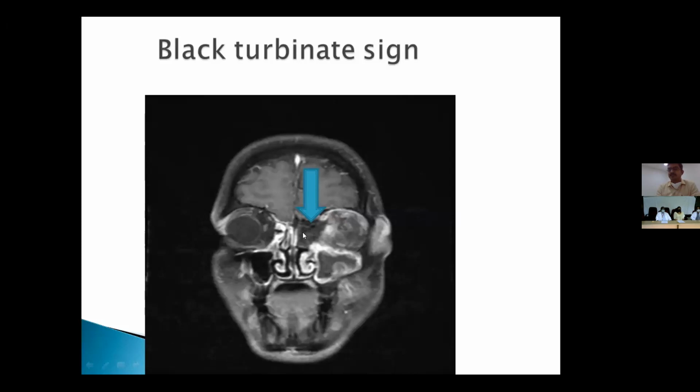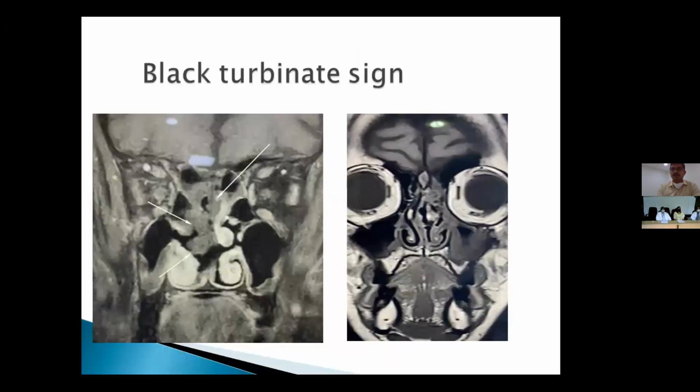This is highly suggestive of angioinvasive fungal sinusitis. Also we are seeing some form of orbital extension in the form of non-enhancing soft tissue within the medial compartment of the left orbit, which indicates left orbital cellulitis also. So this is another case which shows the black turbinate sign.